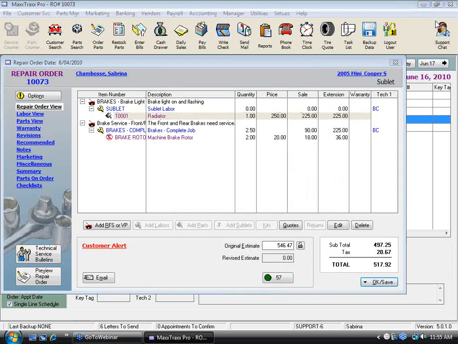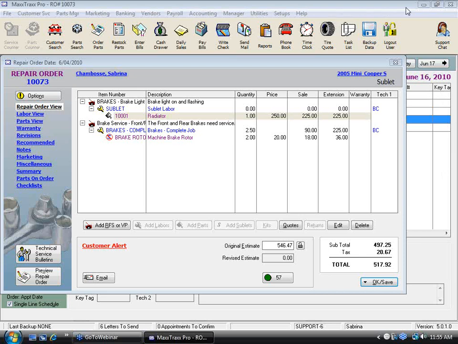Who else was asking a question out there? I had a gal making a comment. What about the MaxxBucks? How does that get incorporated into the profit margin on the repair order? Does that get taken into account?